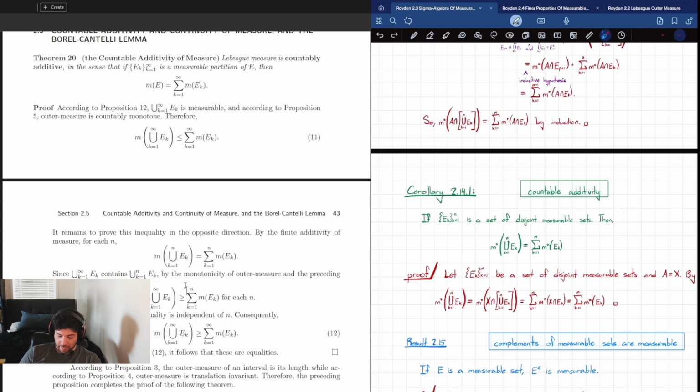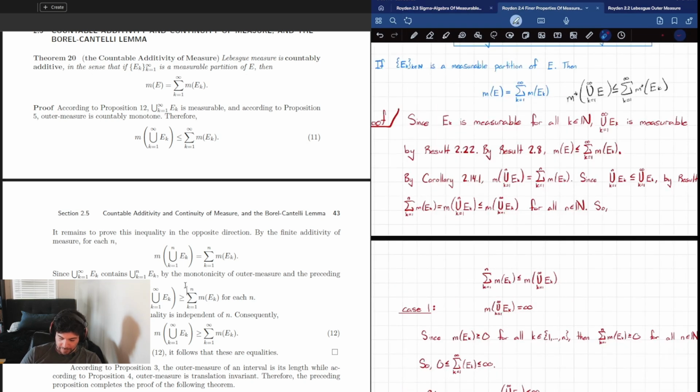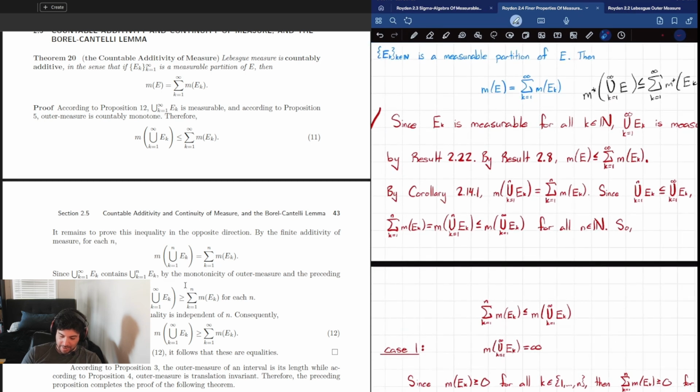So corollary 2.14.1 says if we have a set of disjoint measurable sets, then the outer measure of the union, and it's a finite union, is equal to the sum of the individual outer measures. So again, these have stars, right? What we got is the outer measure of the union of the measurable sets is equal to the sum of the outer measures of the individual sets. But like we just showed earlier, the union of measurable sets is measurable. And each individual set is measurable by the hypothesis. And so the star is removed.